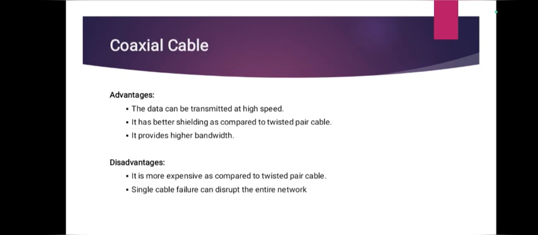The advantages and disadvantages: the data can be transmitted at high speed. It has better shielding as compared to twisted pair cable. It provides higher bandwidth. The disadvantages of this cable are that it is more expensive as compared to twisted pair, and a single cable failure can disrupt the entire network.